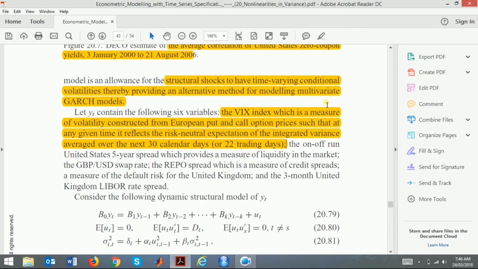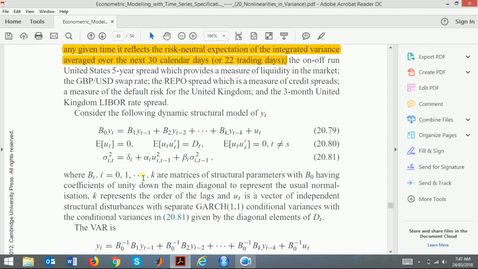So, risk neutral expectation. This is the first index, the VIX index. Then the on-off run US 5-year spread, which is the liquidity measure. Then a swap rate, a repo spread, which is a measure of credit spread, default risk. So there are multiple types of variables.